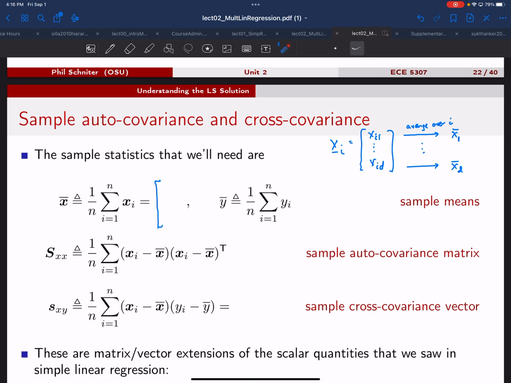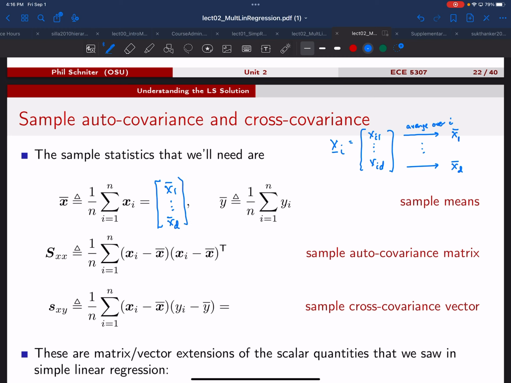Okay, so what's the first one in the X bar vector? Wouldn't that just be X bar 1? Yes, exactly. Right. Okay, so I just wanted to make the connection.